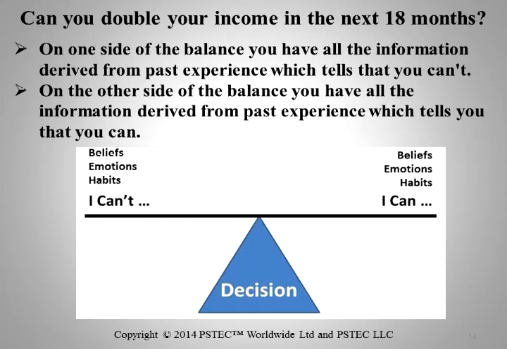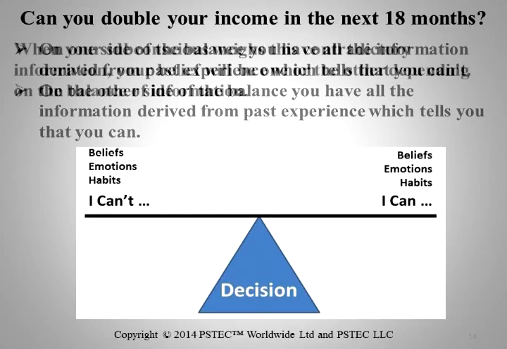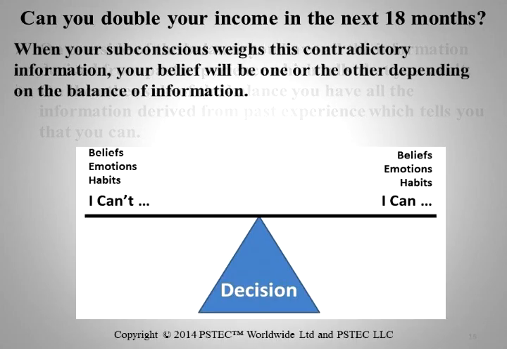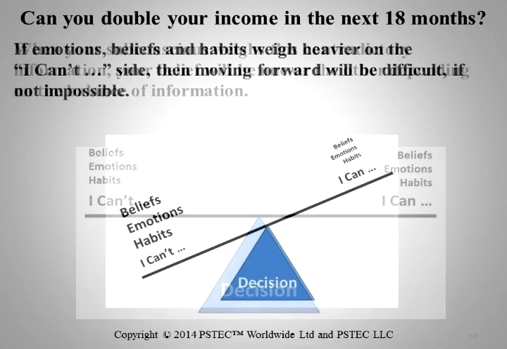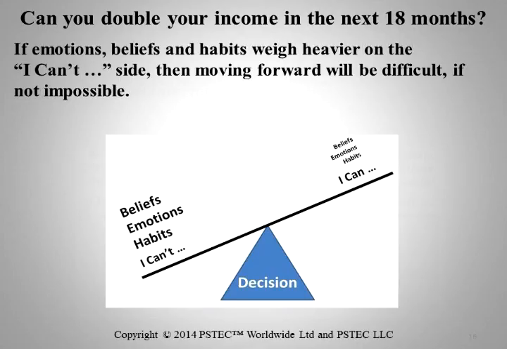Yeah. And there's that disharmony that quite often we have, where consciously we go, well, I know I think I can. Well, usually it's more I'd like to. Yeah, right. I'd really like to. When your subconscious weighs this contradictory information, your belief will be one or the other, depending on the balance of the information. It's going to weigh the experiences, the beliefs, the emotions, the habits, all that stuff, and go, okay, which side is heavier? For a lot of people, if emotions, beliefs, and habits weigh heavier on the I can't side, then moving forward will be difficult, if not impossible, like we just talked about, right? Yeah, it depends how steep that balance is, but essentially, yes, it's going to be very difficult.